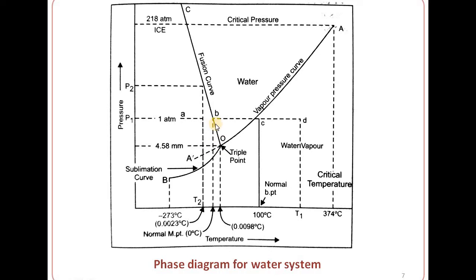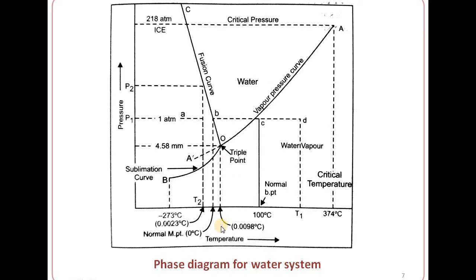And we talk about the OC line. The OC line is the fusion curve. Along this line, the two phases in equilibrium will be ice and water. And O is the point which is known as the triple point. At this point, all the three phases will be in equilibrium: ice, water and water vapor.